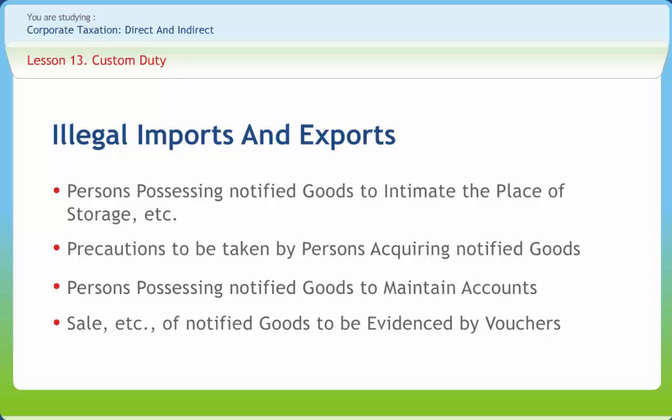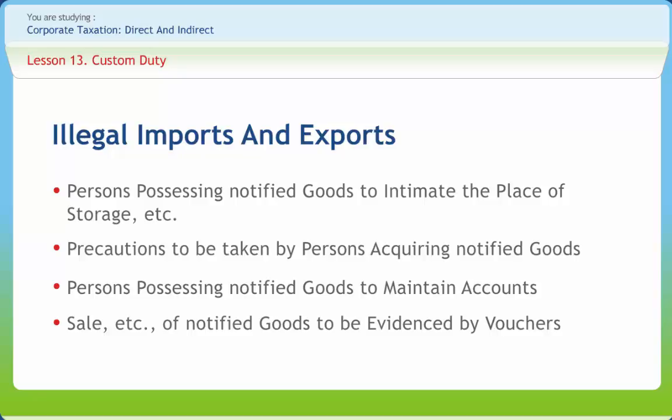Every person who owns, possesses, or controls on the notified date any notified goods shall, within 7 days from that date, deliver to the proper officer a statement in such form, in such manner, and containing such particulars as may be specified by the rules made in this behalf, in relation to the notified goods owned, possessed, or controlled by him, and the place where such goods are kept or stored.